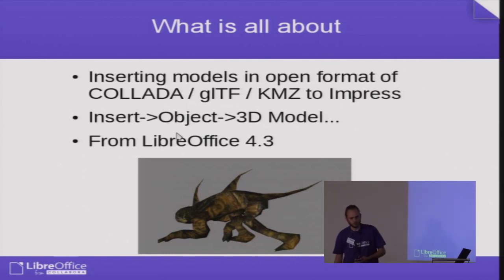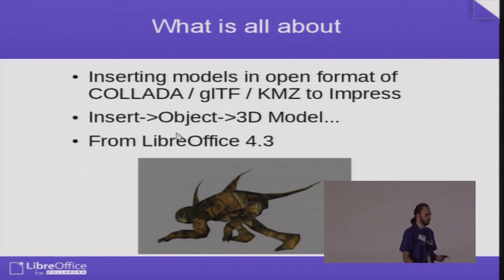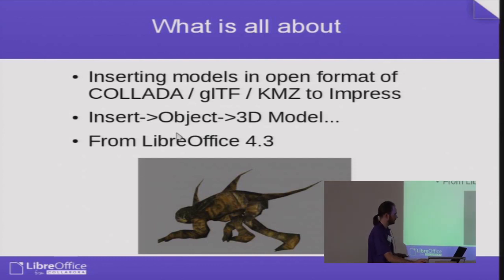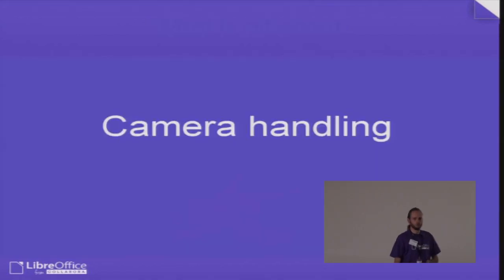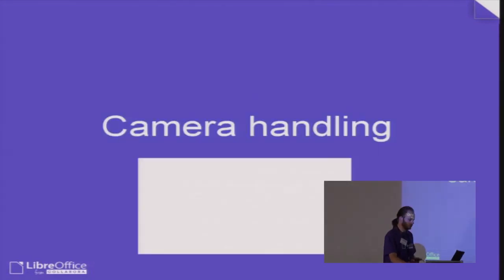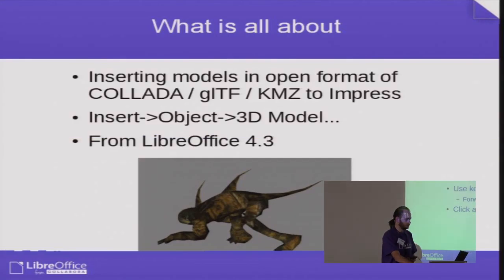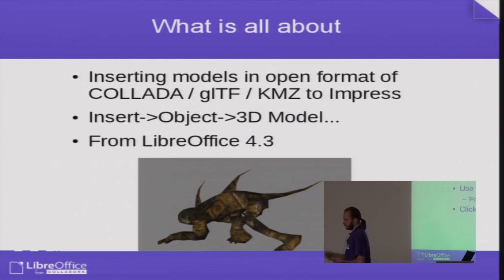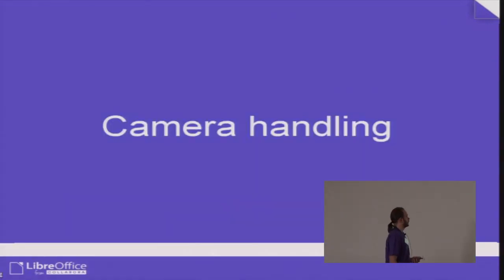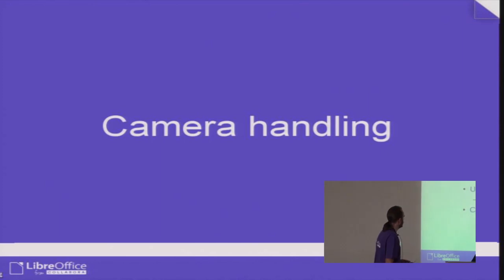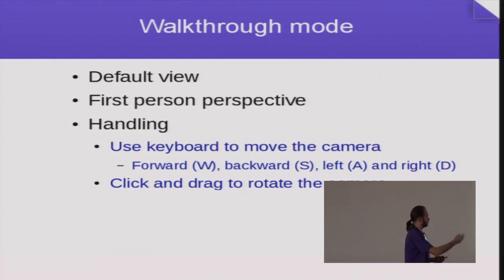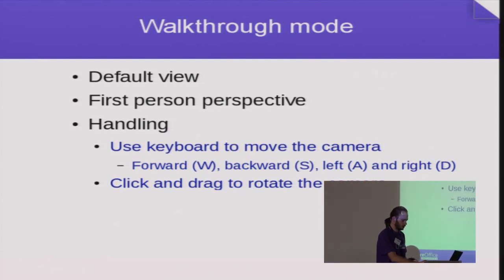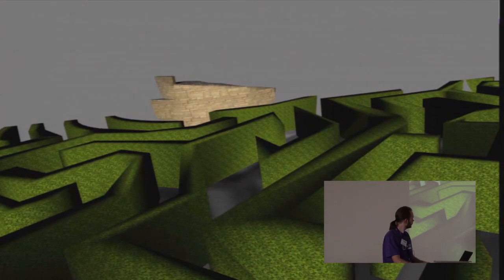Next, 3D models can be rendered in a static view, or we can move the camera and have a look at the model from other points of view. So there are two modes to handle the camera. The first one is the default view, the walkthrough mode, which means the first person perspective. I'll show you how it works.